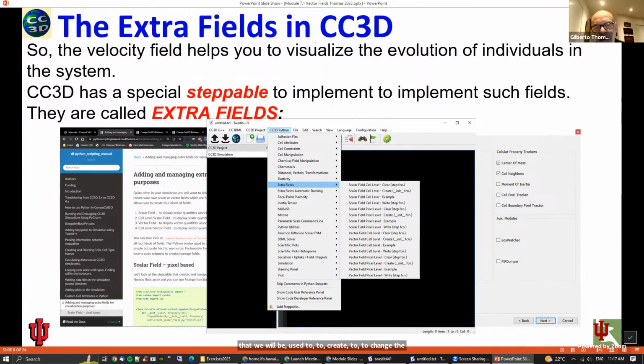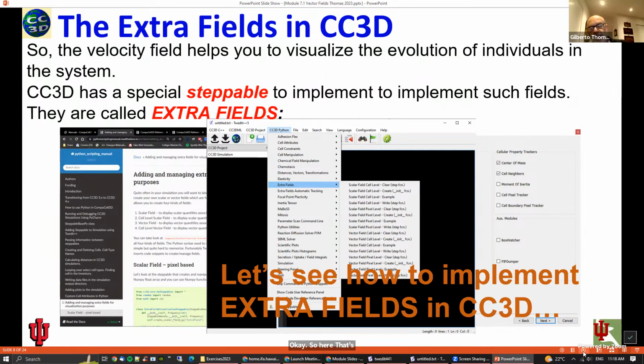You can use the steppable. But if you are just using the fields to show some attribute of the cell which is being defined at the beginning, you don't need to add a steppable. In this way, you only implement it line by line, as I will show you very soon. So here, well, let's see how I will implement these fields in CC3D.